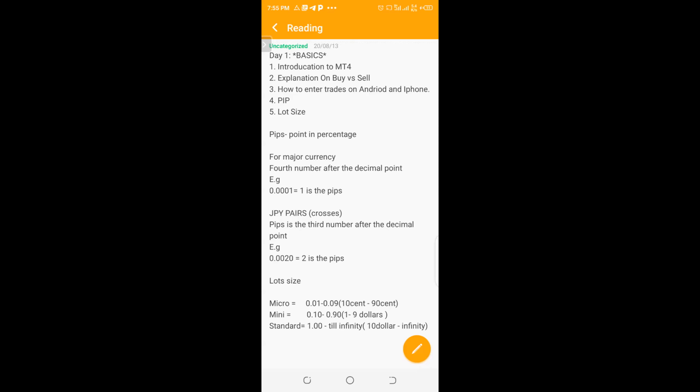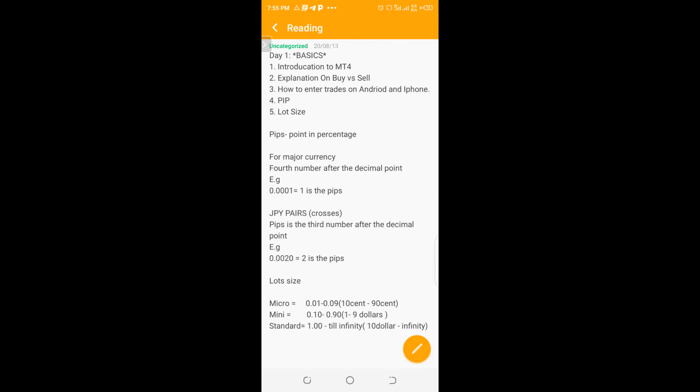Each time the exchange rate appreciates per pip, you are going to be making $1. It's the same thing as per movement of the market, you are going to be making $1. So mini lot size ranges from 0.10 to 0.90. So per movement of the market, if you're using a 0.90 lot size, you're going to be making $9.